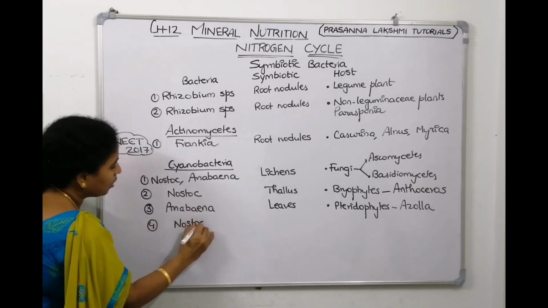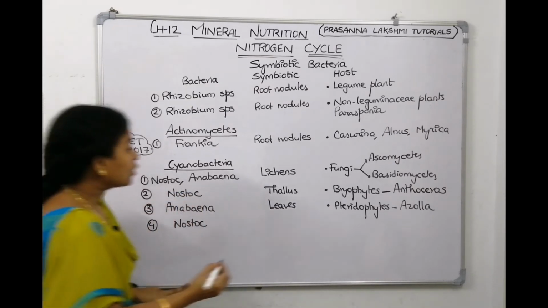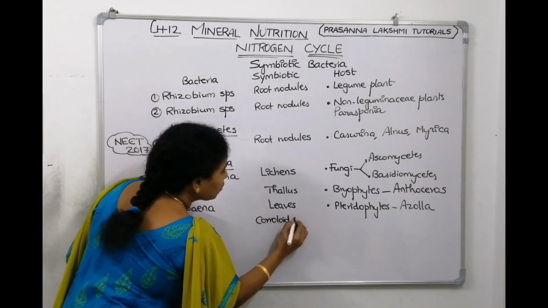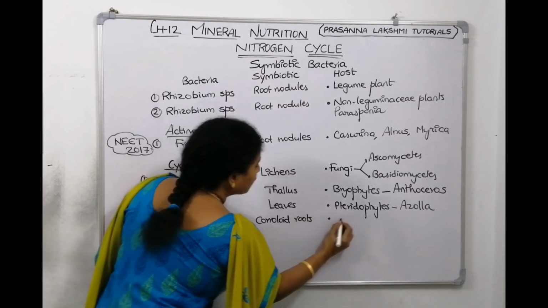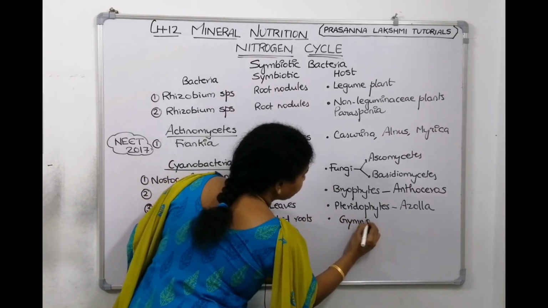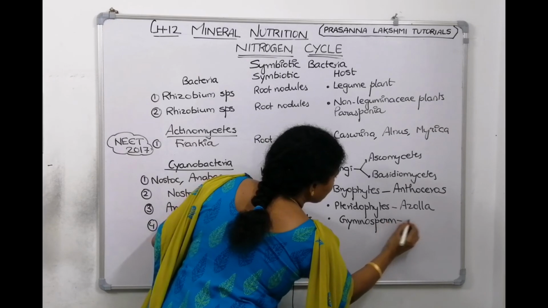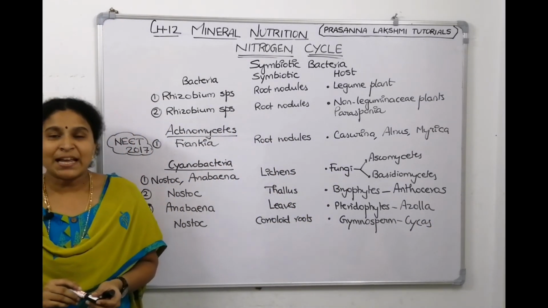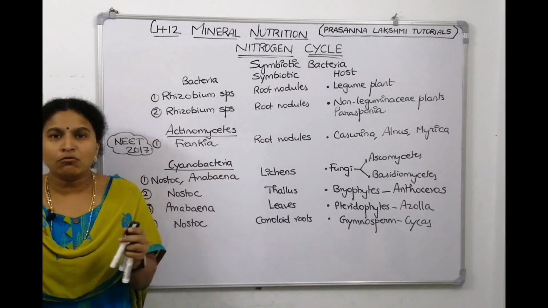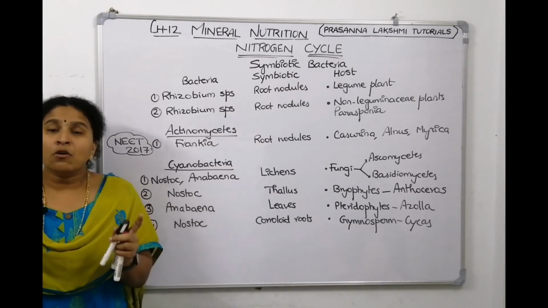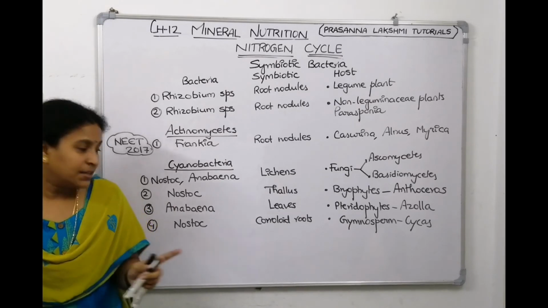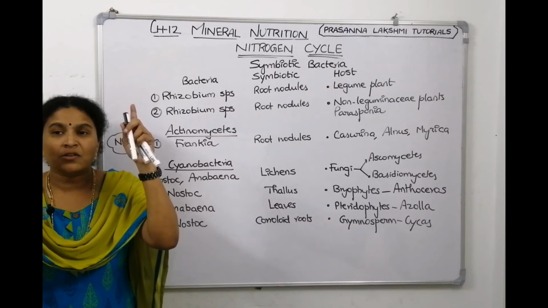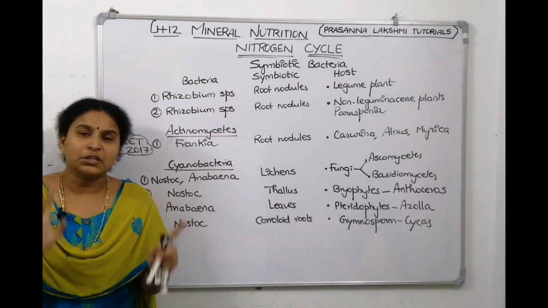Now again we will go with Nostoc. This time in the coralloid roots of a gymnosperm. The name of the gymnosperm is Cycas. We have seen the Cycas tree. In the Cycas tree, the upper short roots are called coralloid roots. In those coralloid roots, a cyanobacterium called Nostoc will reside and it will take the atmospheric nitrogen, convert it into ammonia, and give it to the plant.